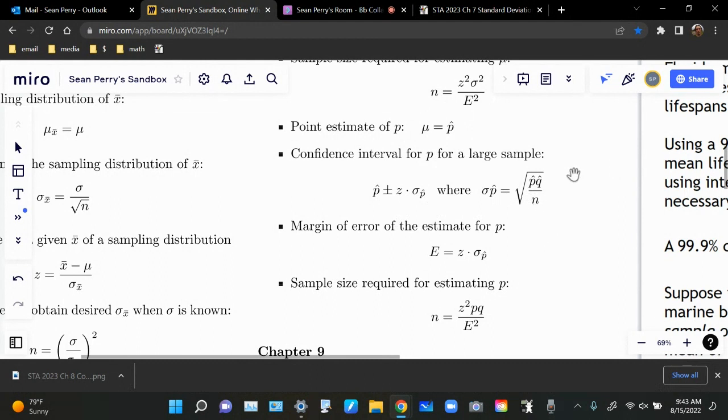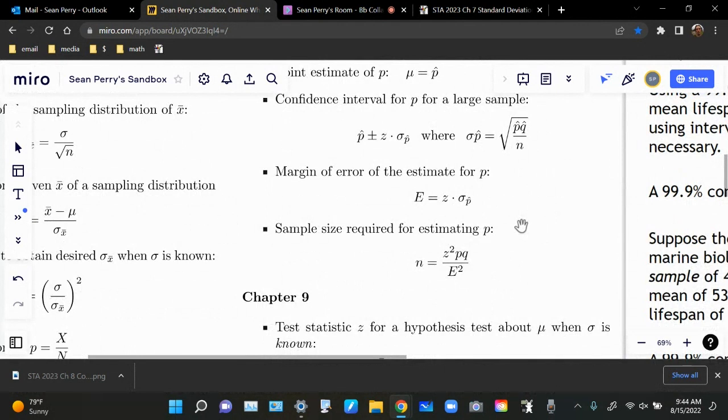Your p hat is going to be from your sample. Your q hat is going to be 1 minus that. The margin of error is calculated similarly, and the sample size required is also calculated in a similar way. You could take these equations and just resolve them for n to get this formula.